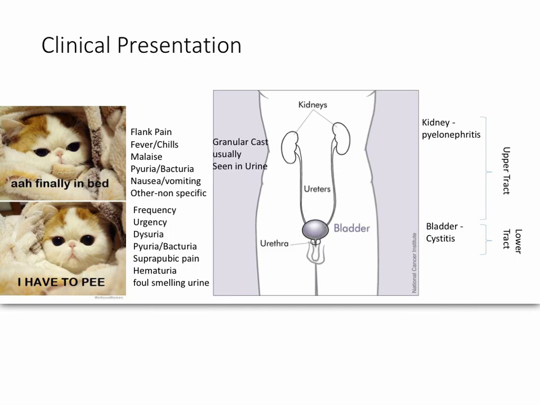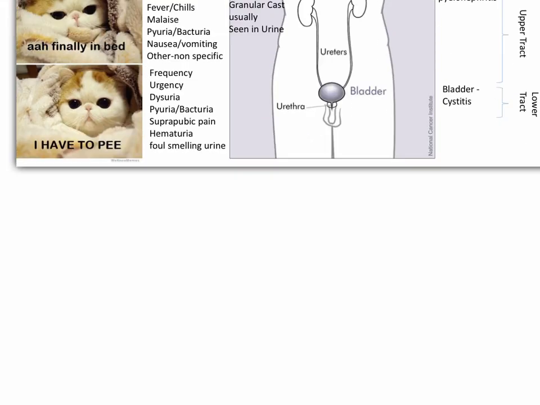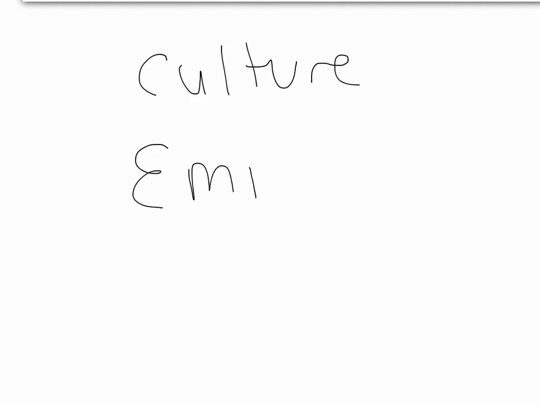Now, before I go on to the next slide, I want to ask one question. Do we need to culture the bacteria? The answer is if you have a high clinical suspicion of a specific type or group of bacteria, and you are pretty confident that it is a urinary tract infection, you can treat it empirically.